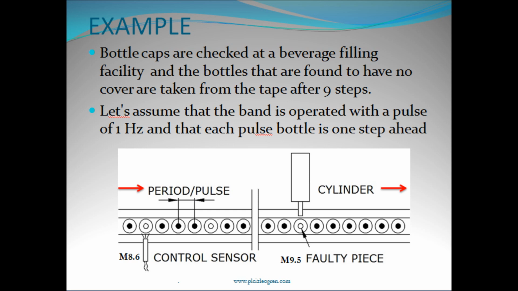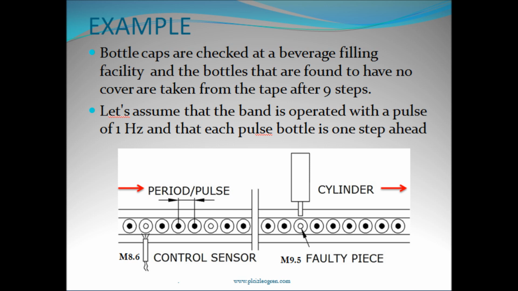Our system is like this, and in order to understand, think this. Think that our band works at a 1 Hz pulse, and at each pulse, the bottles or the conveyor belt moves step by step. Think that this works with pulse and this moves forward with each pulse like this. First step, second step, third step, fourth step. Just assume that it moves forward slowly. Our system is like this.